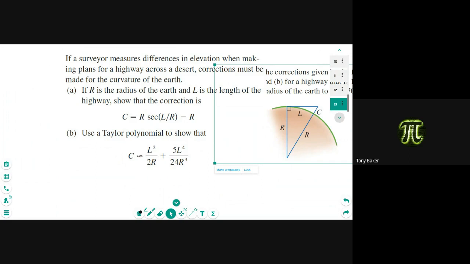Smaller roads, obviously, the correction is not going to be as big, but the longer the road goes, the more that correction is going to end up having to be. So things like that you never think about, because you're not doing it on a grand scale, but that actually has to come into play.